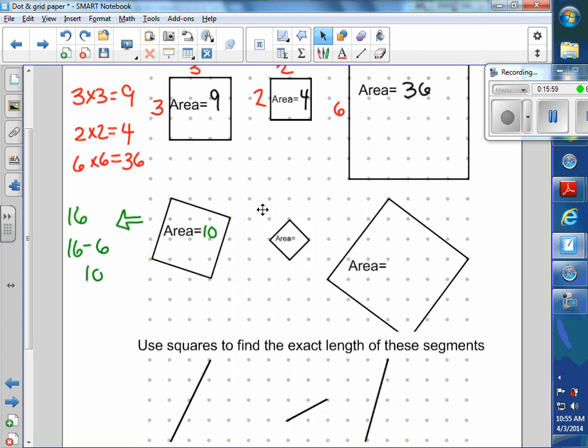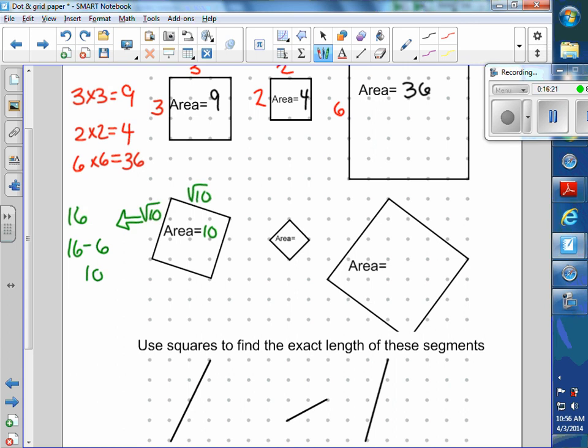So that means there has to be some number times itself that gives you 10. Does anybody know what that would be? Yeah, Evan? I don't know how you figure that out. Exactly. Somewhere between 3 and 4. That's the new piece today. We could say it's the square root of 10.